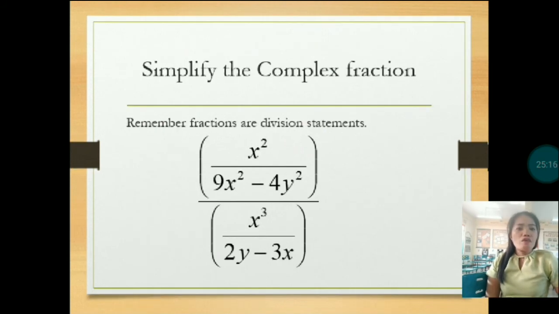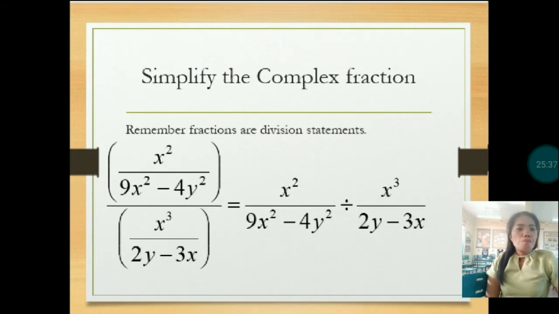Now, how are we going to simplify the complex fraction? Remember, fractions are division statements. Considering we have x squared over 9x squared minus 4y squared divided by x cubed over 2y minus 3x, we're going to express it this way: x squared over 9x squared minus 4y squared divided by x cubed over 2y minus 3x.